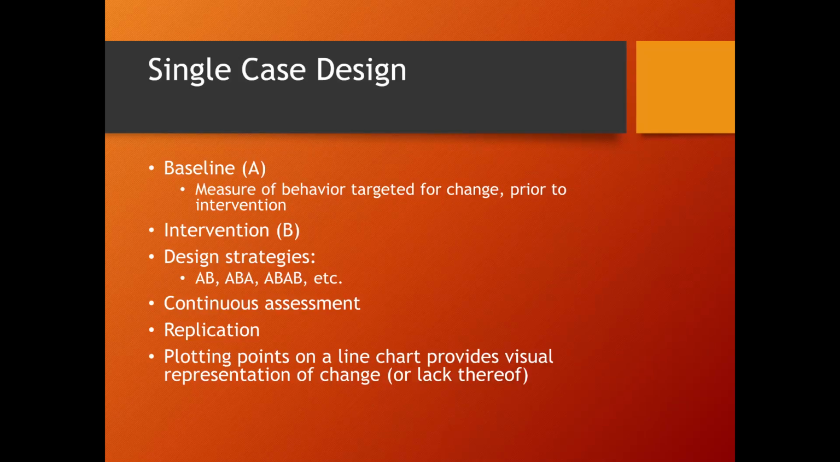And so by continually observing these behaviors as the design strategies, the stages progress, we can begin to see whether or not an intervention would be useful. So again, we could have an A-B design or an ABA design. Again, the B being the intervention and the A being observation periods. The first one, of course, being a baseline measure of behavior. And again, a continuous assessment is the key.